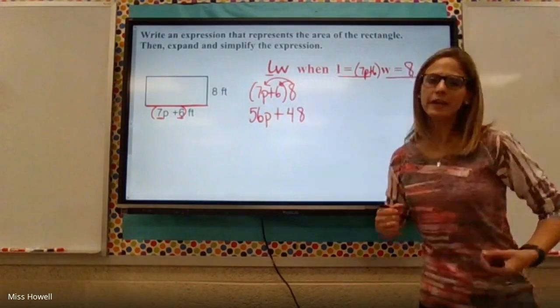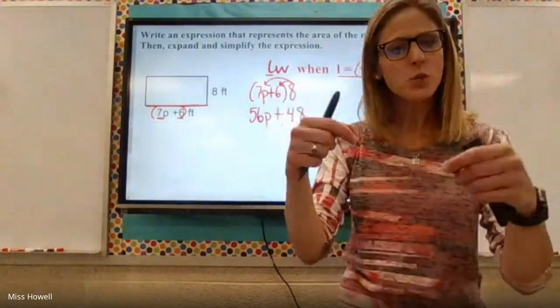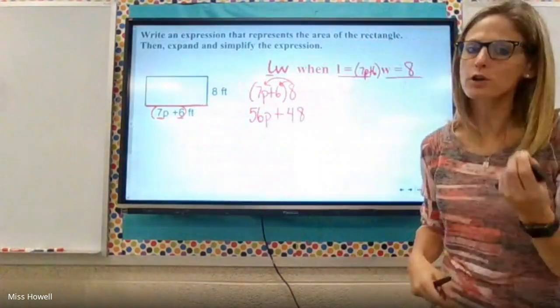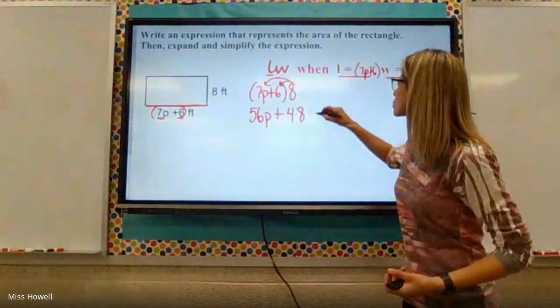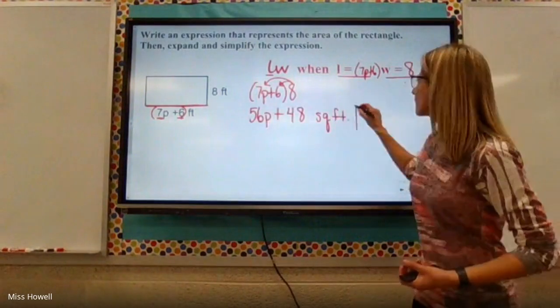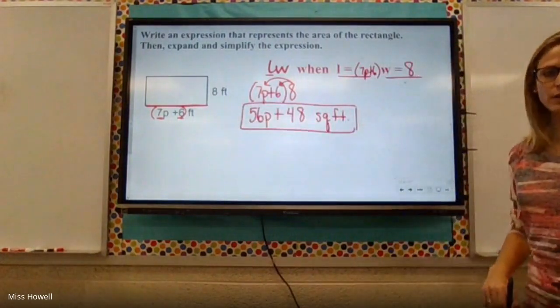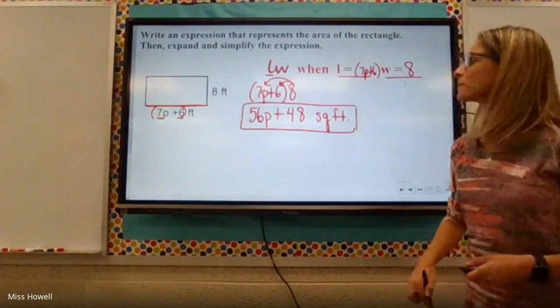Now we're solving for area, so we should have a label here attached. Area, we're counting square pieces on the inside, so we have what are called square units. In this case, square feet would be our label. Good, final, simplified expression to represent the area of that particular rectangle.